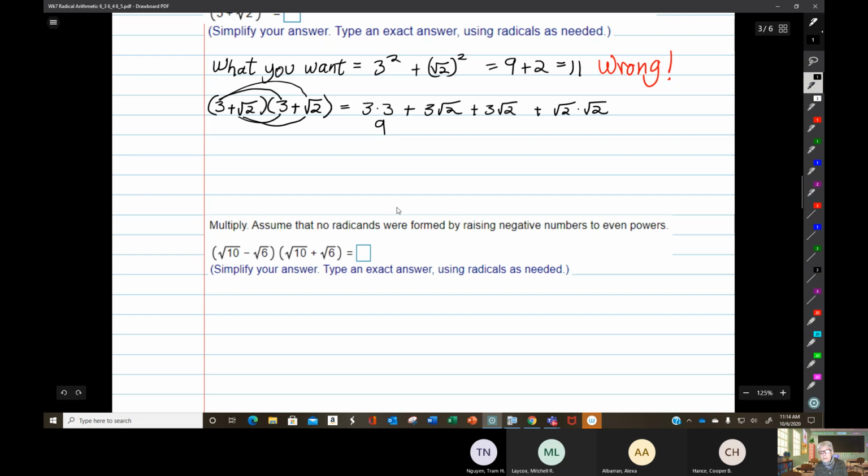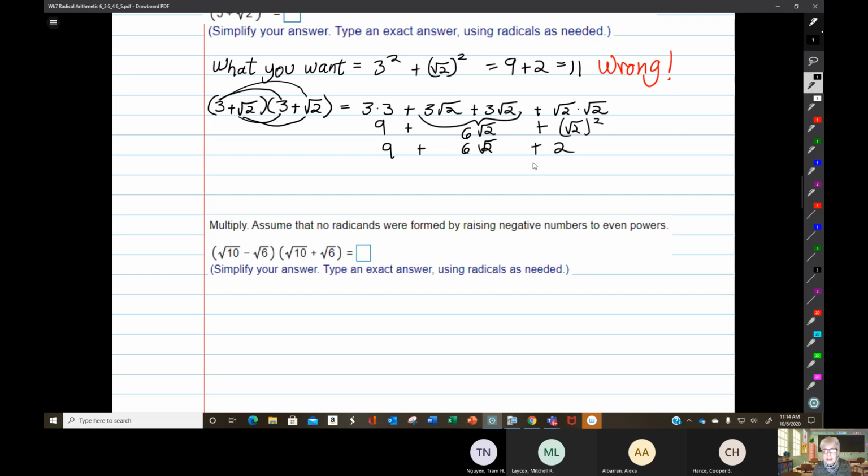So this is going to be 9 plus, now this is addition. I've got 3 square roots of 2 plus another 3 square roots of 2. That means I have 6 square roots of 2 plus the square root of 2 times the square root of 2. We could go to another step and say this is the square root of 2 squared, so that you'll have 9 plus 6 times the square root of 2 plus 2.